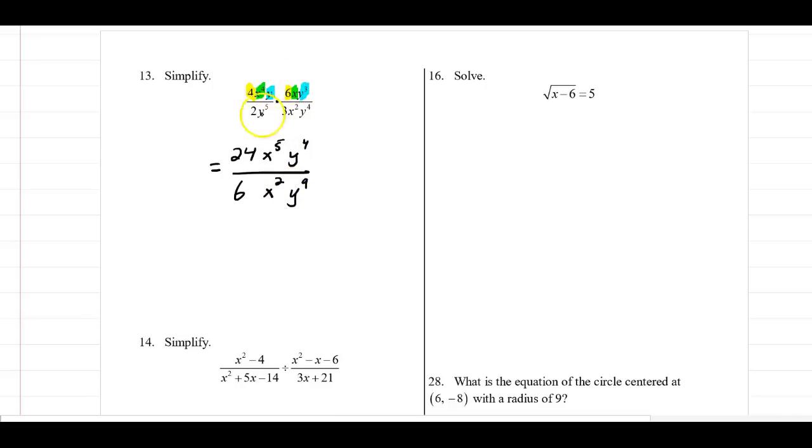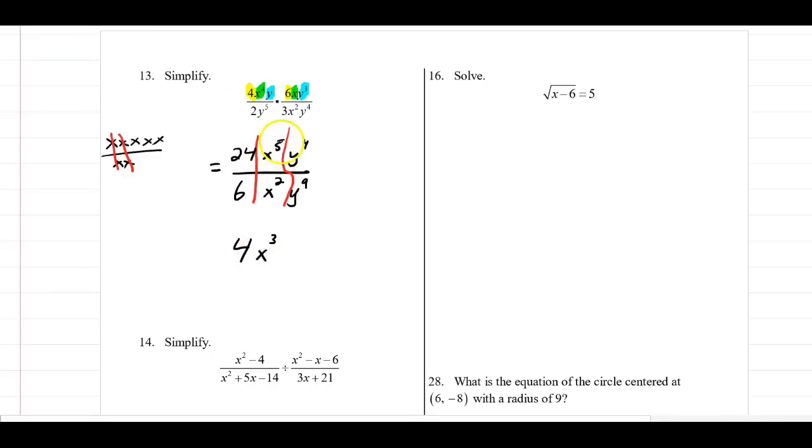So I've combined the top, I've combined the bottom. Now I'm going to simplify this. And so what happens is we just treat this as 3 separate problems. So 24 divided by 6 becomes 4. I have 5 x's here, 2 here. If you were to think about this logically, this would be 5 x's on top, 2 x's on bottom. And so 2 of the x's cancel, and I'm left with x cubed on top.